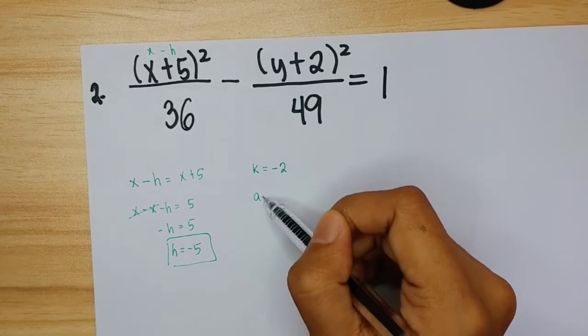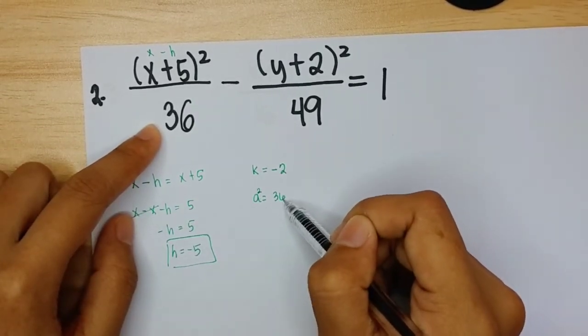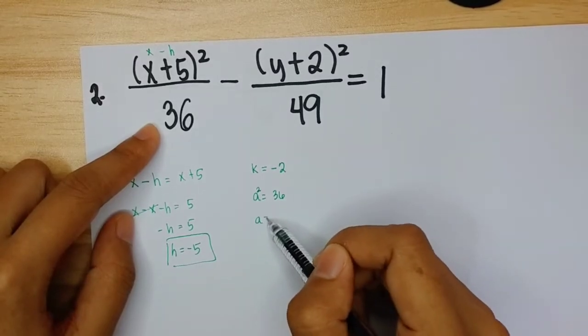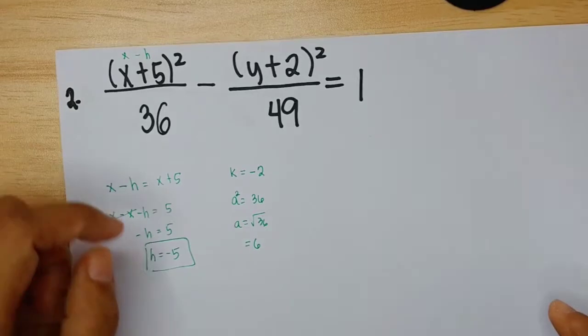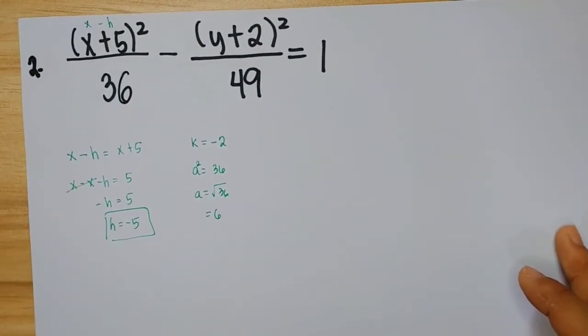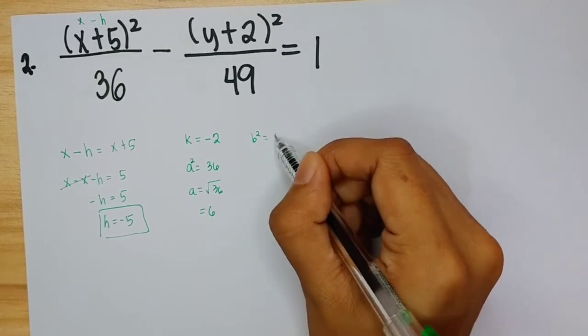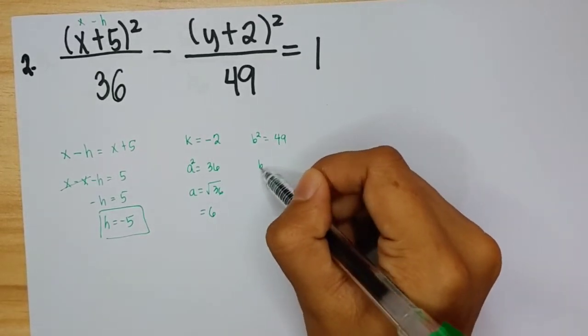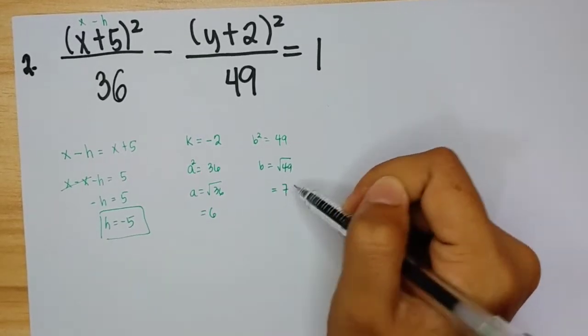Ano yung a natin? That is 36 yung a squared. That means our a is square root ng 36. That is equal to 6. Okay, then, we have our b squared. So, b squared natin is 49. So, yung b natin is square root ng 49. That is equal to 7.